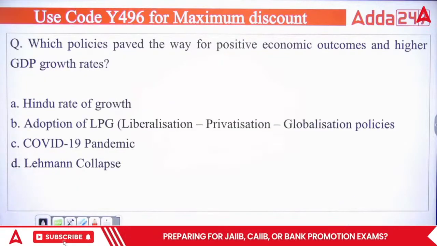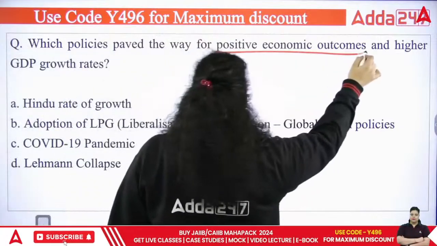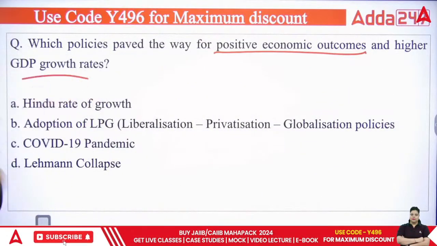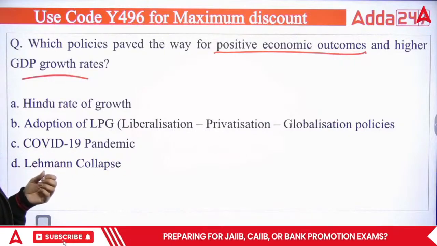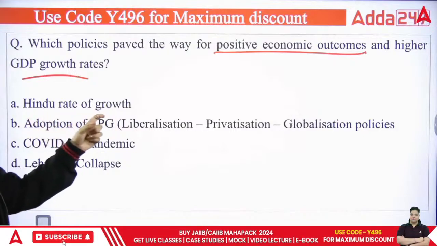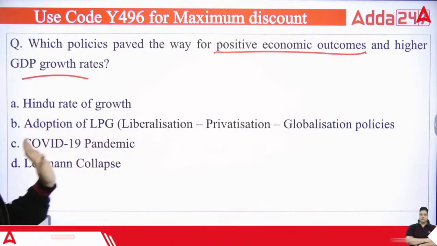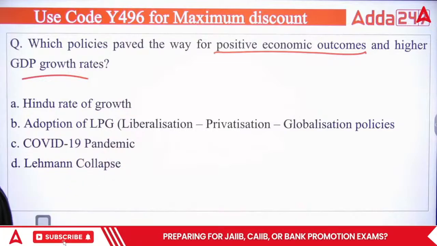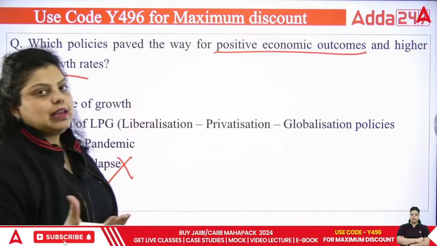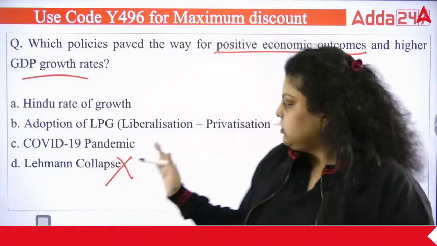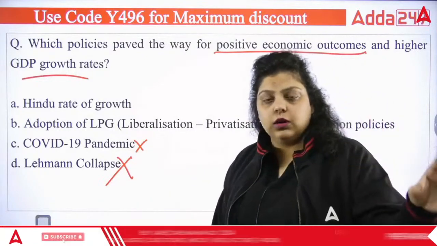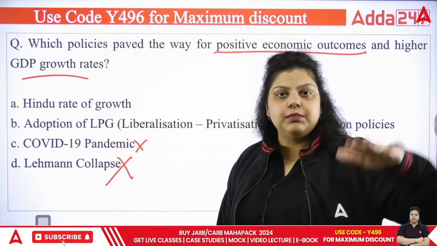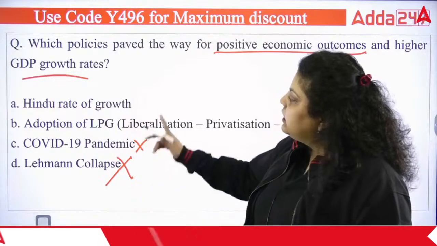Now, the next question is, what policy paved the way for positive economic outcomes and higher GDP growth rates? Which of these gave us a positive economic outcome or higher GDP growth? Hindu rate of growth, adoption of LPG, COVID-19 pandemic, Lehman collapse. If you use the elimination method, how can the Lehman collapse, or the global financial crisis, give you growth? It cannot. So this is not true. As for the COVID-19 pandemic, we had lockdowns and production was stopped. It means GDP was declining. It cannot be true.